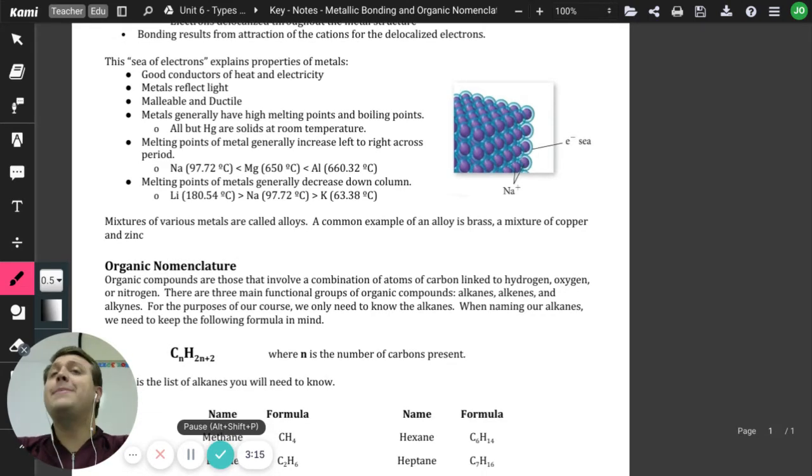For metals, the important thing to help you prepare for your tests and quizzes is that metals have a sea of electrons, and that sea of electrons is what gives them the properties of a good conductor, high melting point, and ability to reflect light. Is it ductile or malleable? Those are all properties because of the sea of electrons. All right, so that is metallic. Very short, very sweet. Three and a half minutes, and we're done with metallic bonds.